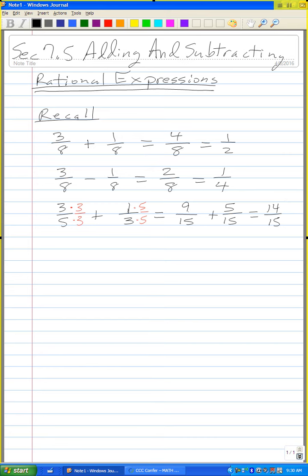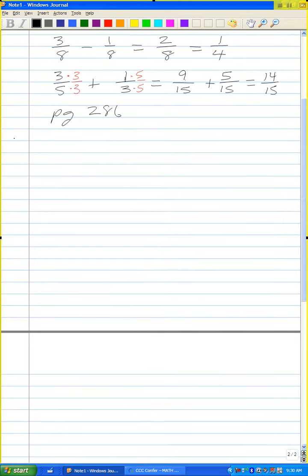So let's do some examples. On page 286, let's say problem number 2. 3 over y plus 4 over y. In exercises 1 through 10, add the rational expressions with like denominators. Write your answer in those terms. And so, well, I have a common denominator of y, so let's add numerators. 4 plus 3 is 7 over y. And that is your answer.